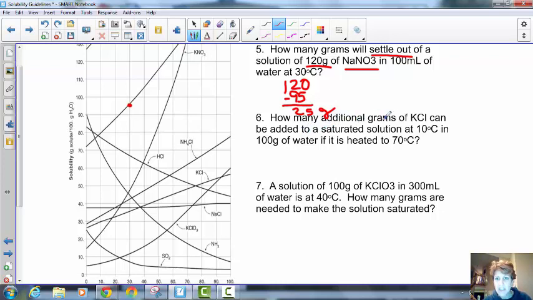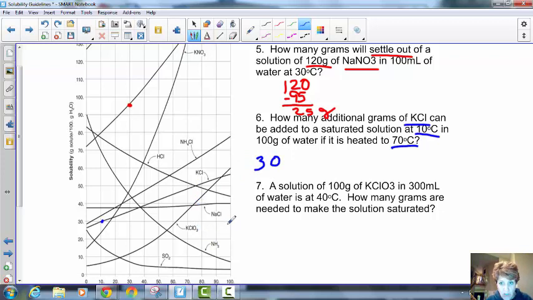All right, how many additional grams of KCl, so let me change color here again. This time I'm working with potassium chloride. How many can be added to a saturated solution at 10 degrees in 100 grams of water if you heat it up to 70? All right, so here's my KCl, and here's where it is at 10 degrees. So it's starting out able to hold 30 grams.